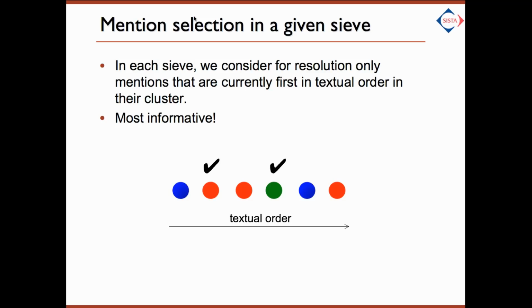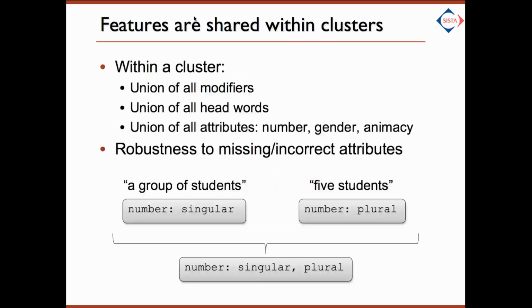Okay, this is why I call the system a global system. So once you have a cluster, instead of having a single modifier or set of modifiers, we have a pool of modifiers. So all the modifiers of all dimensions get dumped into a pool of modifiers. We get a pool of head words, and we have a union of attributes, as we saw in that example. We have number, gender, animacy, and so on as a union. So that gives you some robustness to missing attributes or incorrect attributes. Remember, this is a system that's not perfect, so it may decide that an attribute has the incorrect value.